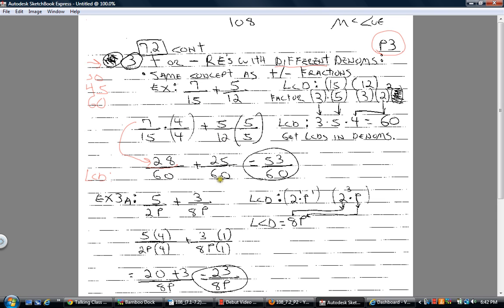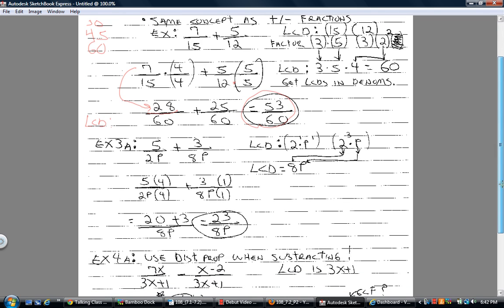12 times what is 60? The answer is 5. Stack it. 5 times 5 is 25. Now you've got equivalency. You've got an LCD in the denominator. 28 plus 25 is 53/60, and you're on your way. Okay, so hopefully that idea will help you take care of these techniques of figuring out the LCD and writing equivalency.